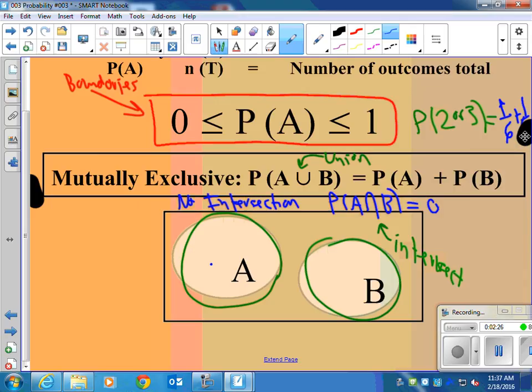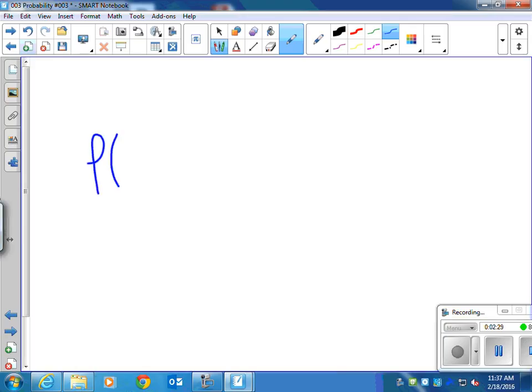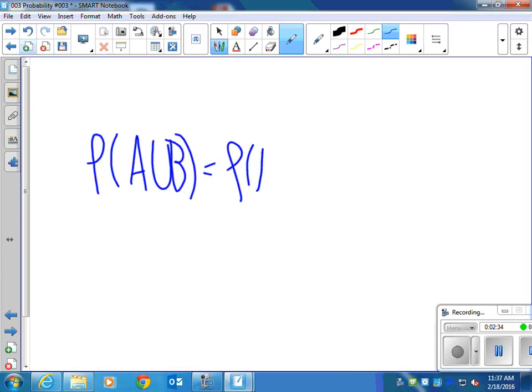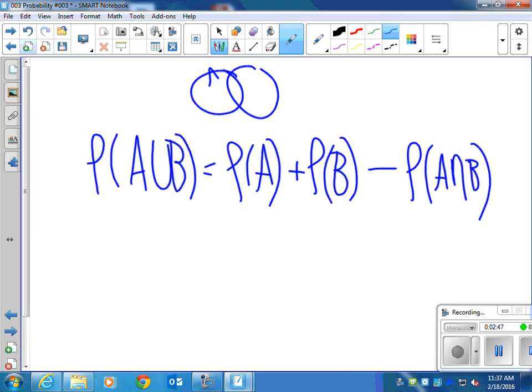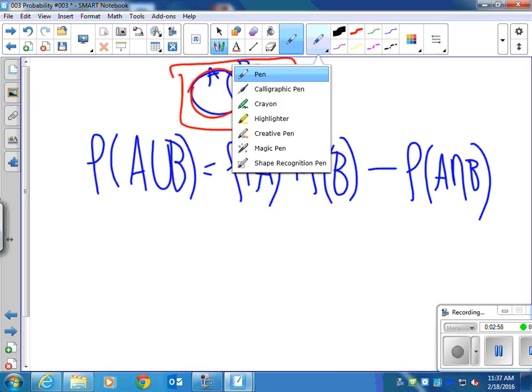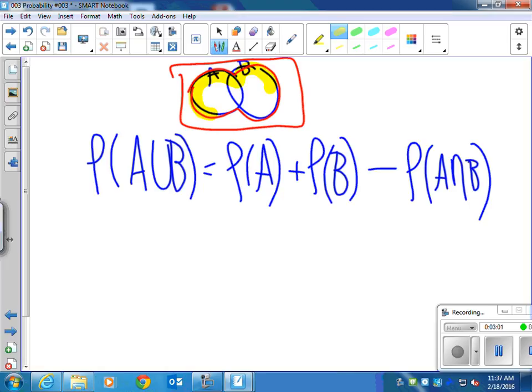But most of the time, the probability of A union B is going to be the probability of A plus the probability of B minus the probability of the intersection. And you're kind of going, oh, that's kind of complicated. But it's not if you look at a Venn diagram. If this is A and this is B, the union is this part in here. It's this total in A or in B. That's the union. You okay with that?